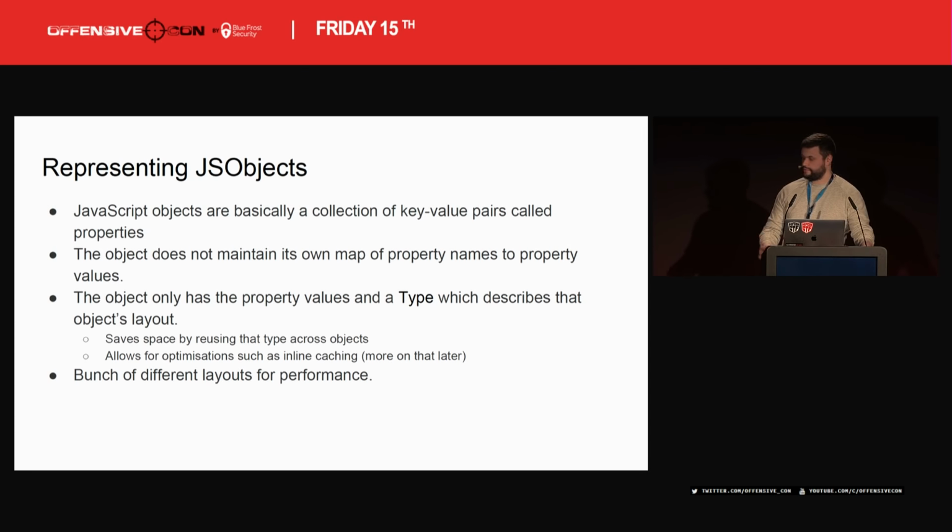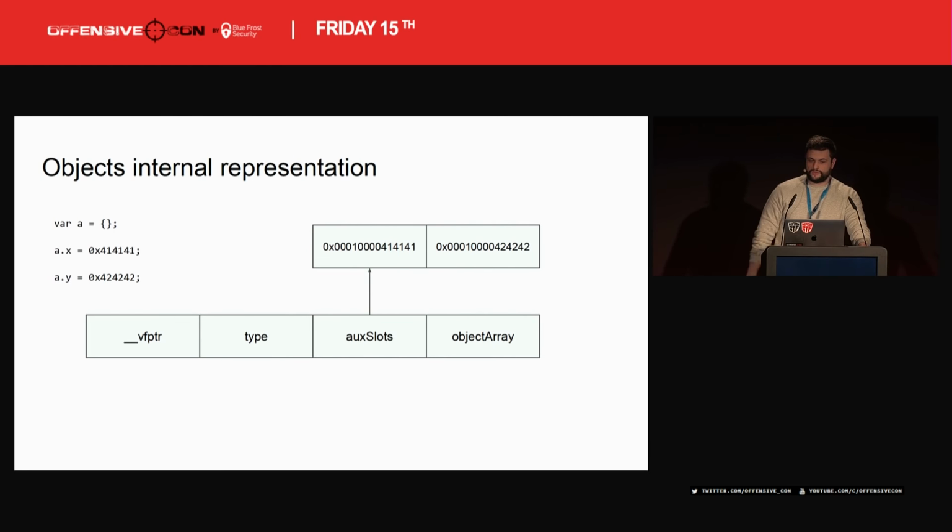In Chakra, it's called a type, which basically describes that object's layout. It allows for 2 really nice things. The first one is you save memory by sharing the type across objects, and you also allow for an optimization called inline caching that I'll explain later on. And in Chakra, we have 2 main layouts. The first, most standard one is you create an empty object, you set property X, property Y.